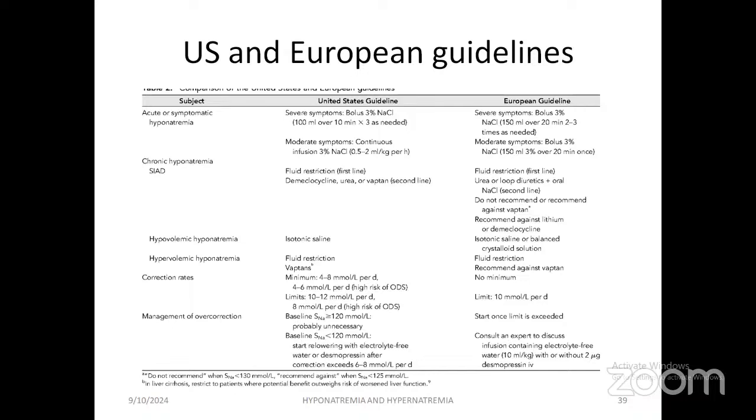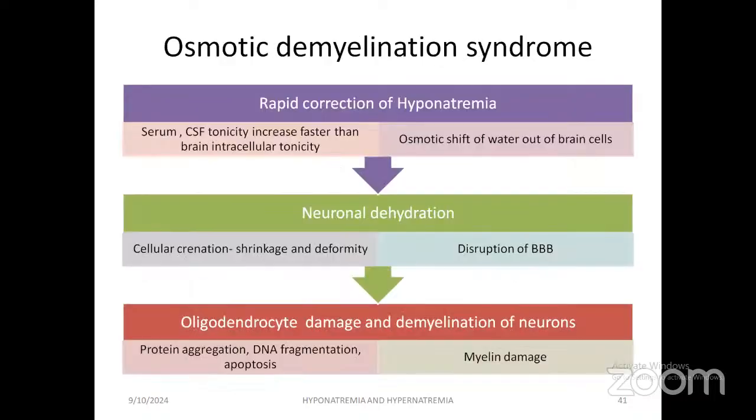If baseline serum sodium is less than 120, we have to start relowering with electrolyte-free water or desmopressin after correction exceeds 6 to 8 millimoles per liter per day. Coming to osmotic demyelination syndrome, this is caused by rapid correction of hyponatremia. Here, serum and CSF tonicity increases faster than brain intracellular tonicity. This leads to osmotic shift of water out of brain cells.